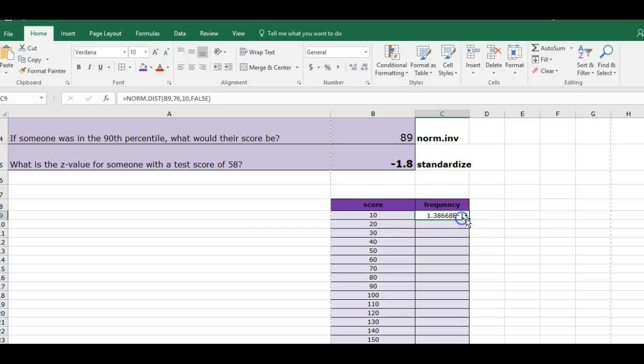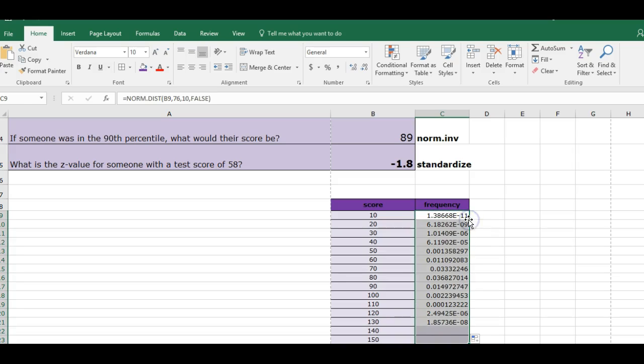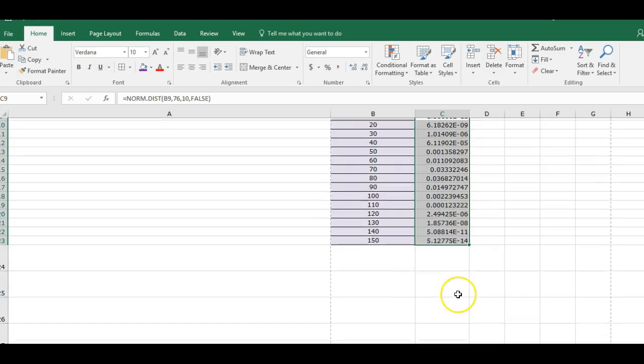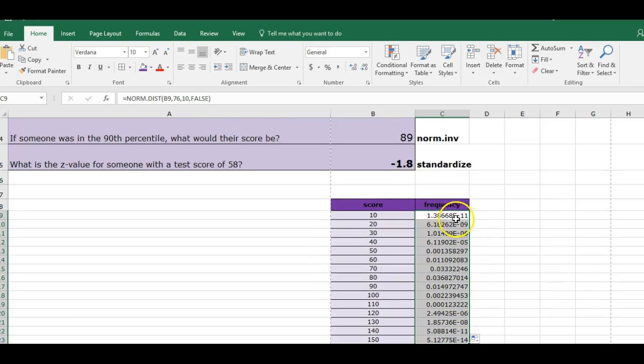And once I've done that, I can just double click right here, and that will fill in the values for all of these. You might wonder what these crazy e to the negative things are. That is scientific notation, and what that really means is that if this was written out, there would be about 11 places before the decimal, and then you would get to the 1, 3, 8. You don't need to worry about the scientific notation because all you're going to do is ask Excel to graph this, and it will do the work for you.